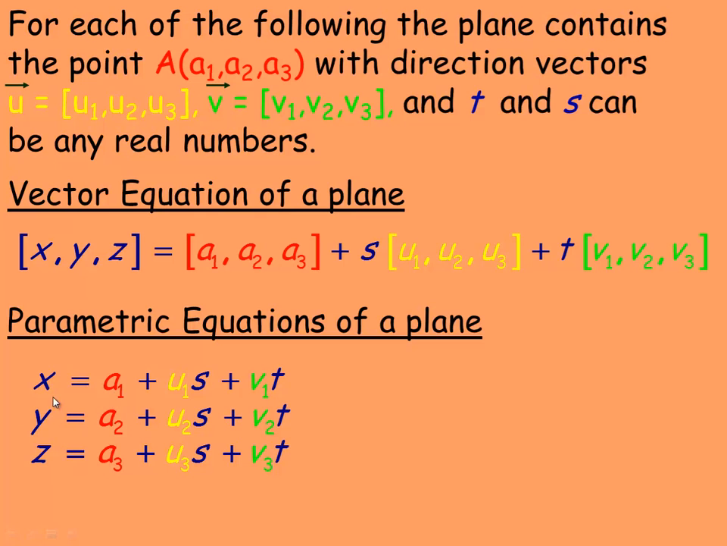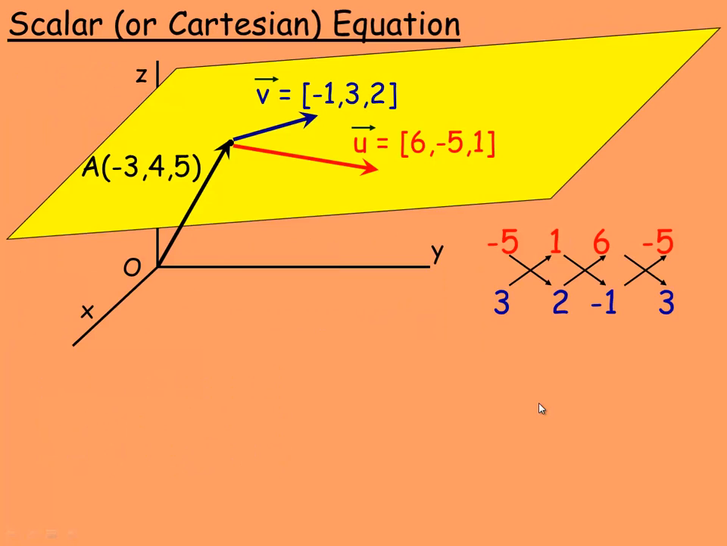Parametric equations look like this, and again, these first constants represent the coordinates of a point on the plane, or the position vector of a point on the plane, and then the coefficients of s and t here are the components of two vectors that are parallel to the plane. Now, another kind of equation which is very useful in certain circumstances is the scalar or Cartesian equation. Cartesian is actually named after the mathematician and philosopher René Descartes. That's where the Cartesian comes from.